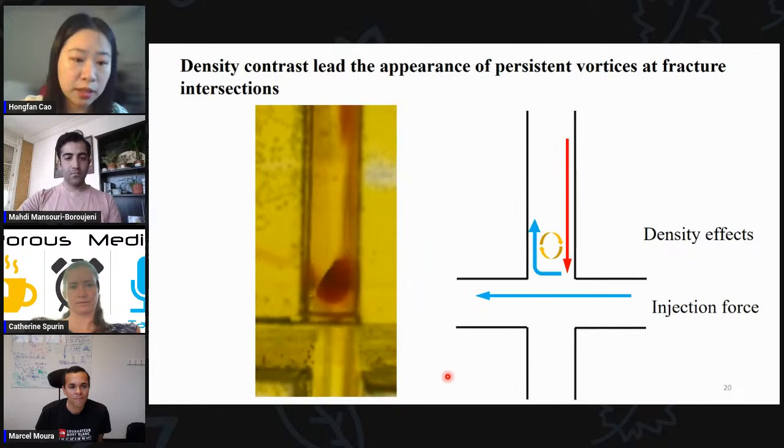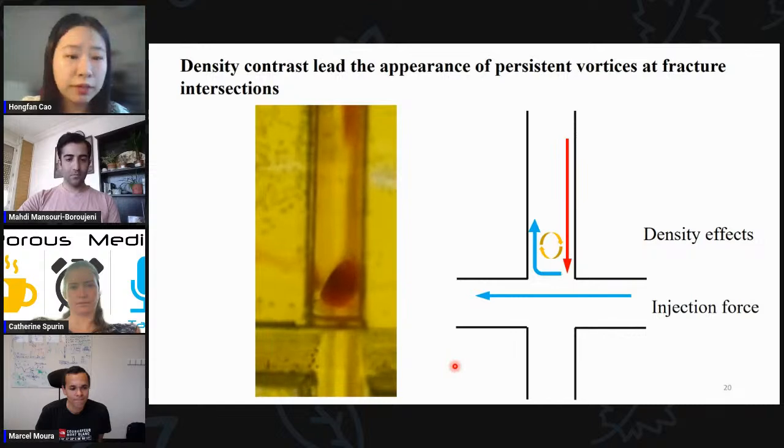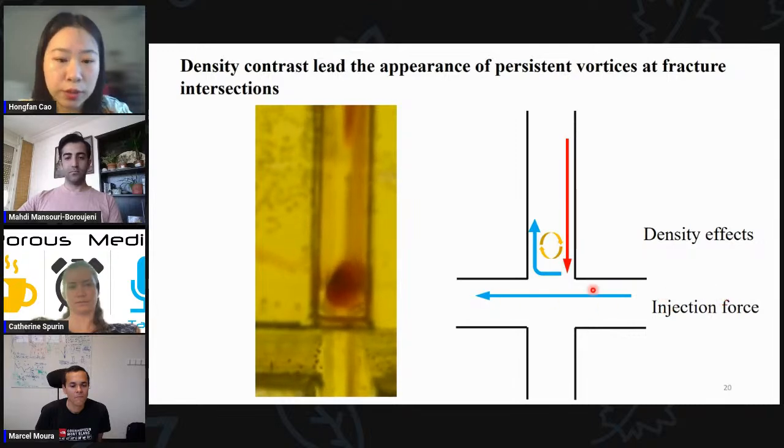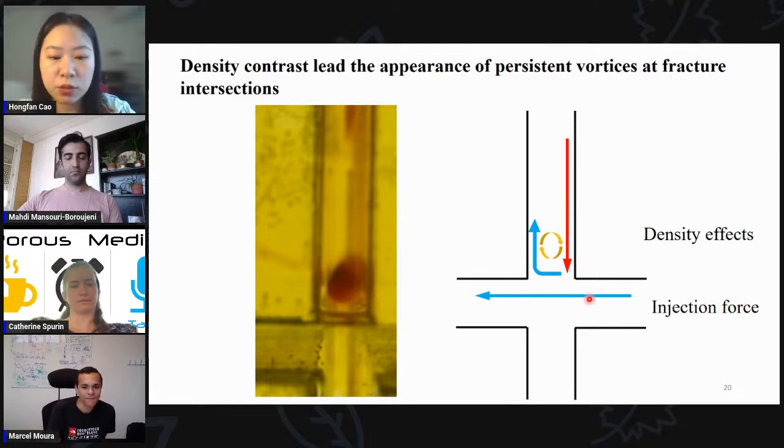So we found the density contrast leads to the appearance of vortices at fracture intersections. At the intersection, there are two forces that will lead to the vortices. One is the inertia force between the vertical and the horizontal flow. And another reason is the density effects, because the dye is denser than the fresh water, so it tends to go down. But the fresh water from the horizontal fracture will tend to move up at the intersection, so that leads to the vortices at the intersection.